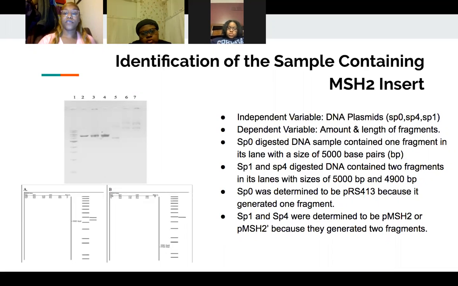SP0 was determined to be the PRS413 because it generated 1 fragment, meaning it was our empty vector, whereas SP1 and SP4 were determined to be the wild type MSH2 and the mutant MSH2 because they generated 2 fragments.